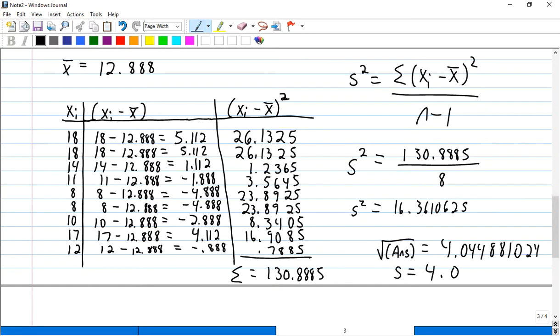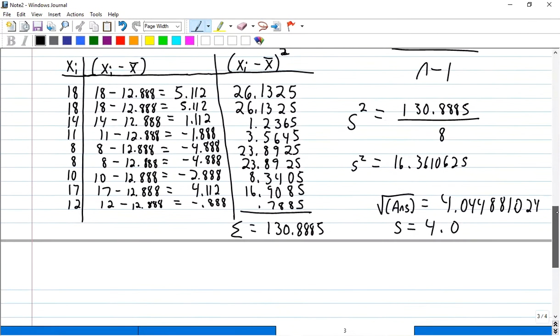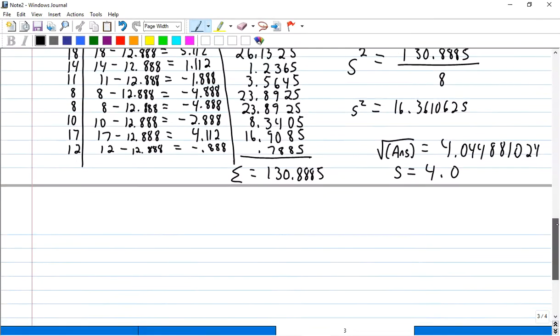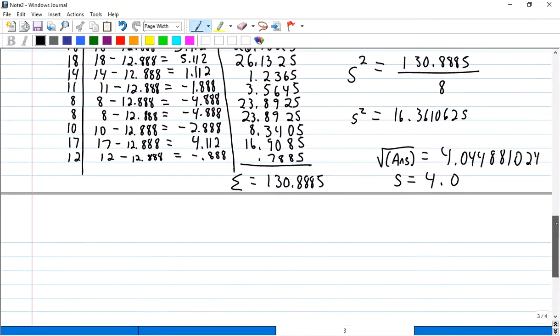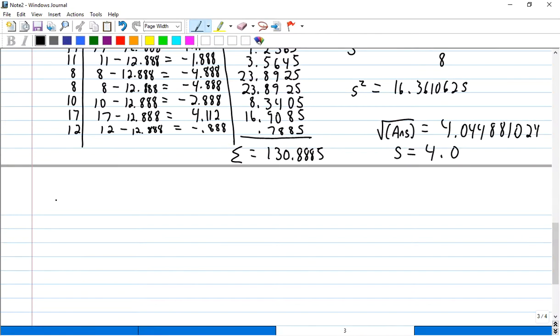Let's do the next example that I have here. It has only 6 data values, so that's a good thing. But there's a decimal here. That's not a bad thing, it's just we're starting out with decimals. Okay, so let's look at this next example.